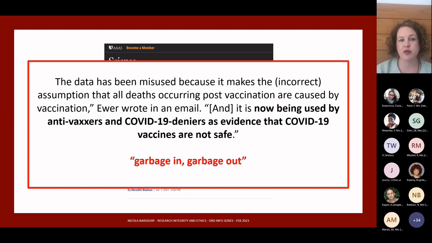And the data was misused because it made the assumption, the very incorrect assumption, that all deaths occurring after the vaccination were caused by the vaccination. And this sort of spilled over and was then being used by anti-vaxxers and COVID-19 deniers as evidence that the COVID vaccines are not safe. And it's really, I guess, an example of the short term being garbage in, garbage out. So if you are misusing data or manipulating data or misreading data, then the publication or the finding that gets produced is also going to be misleading.